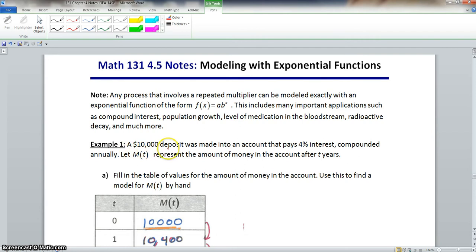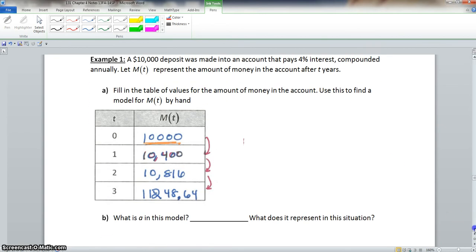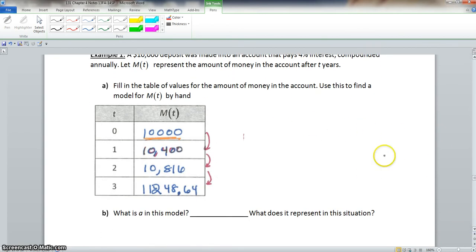It says a $10,000 deposit was made into an account that pays 4% interest, compounded annually. Let M of t represent the amount of money in the account after t years. Now let's look here at A. It says, fill in a table of values for the amount of money in the account. Use this to find a model for M of t by hand.